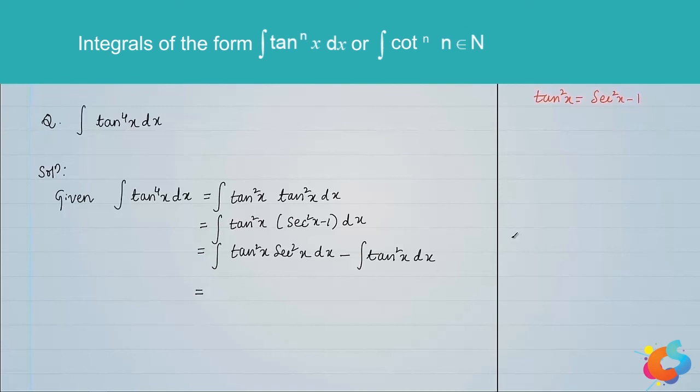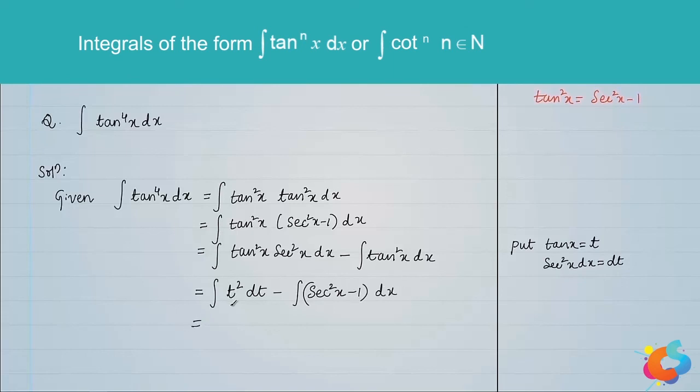So the first integral can be solved by the method of substitution. If you put tan x is equal to t, we'll get secant square x into dx as dt, so that it reduces to the form tan square becomes t square and secant square x into dx becomes dt, minus integral of, here we know that tan square we cannot integrate directly. So we will convert tan square in terms of secant square again. So we'll get secant square x minus 1 into dx.